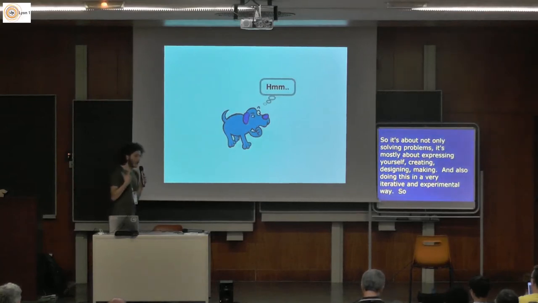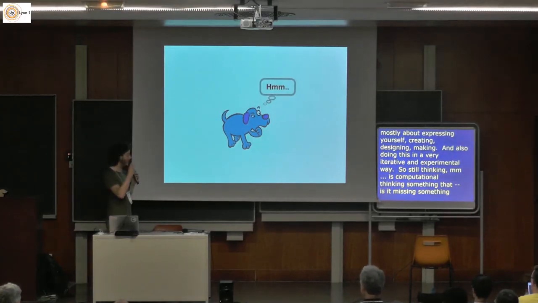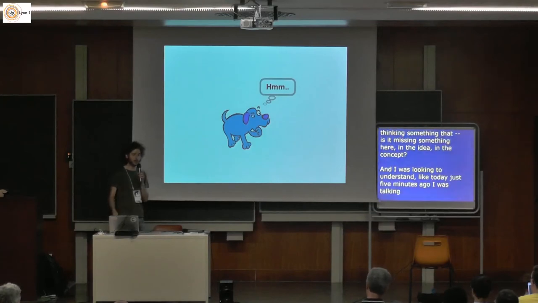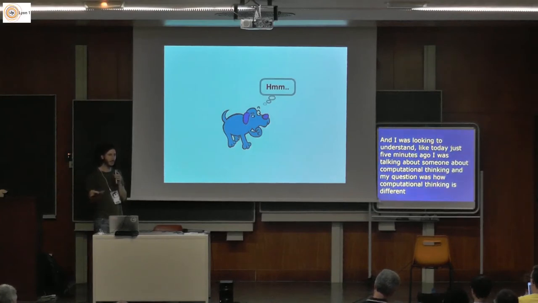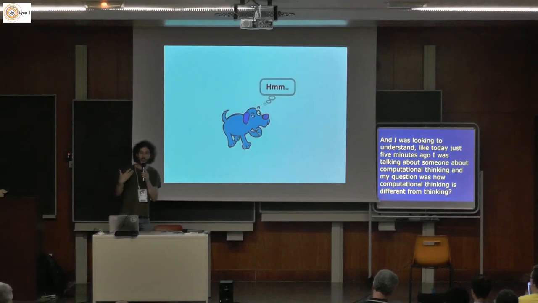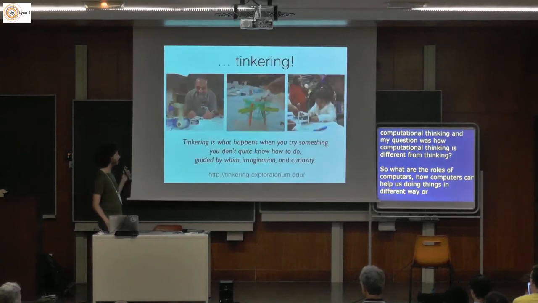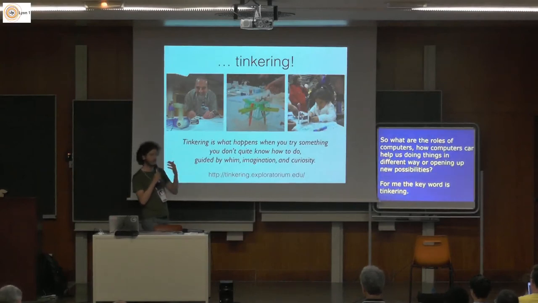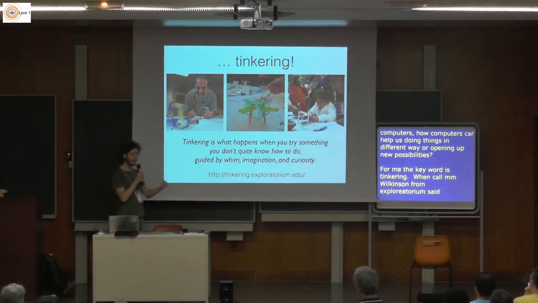Still thinking, is computational thinking missing something here in the concept? Just 5 minutes ago, I was talking with someone about computational thinking, and my question was, how is computational thinking different from thinking? So what are the roles of computers? How can computers help us do things in a different way or open up new possibilities? And for me, the key word is tinkering. When Karen Wilkinson from the Exploratorium said the phrase computational tinkering for the first time, I said, this is what we need to express this idea.